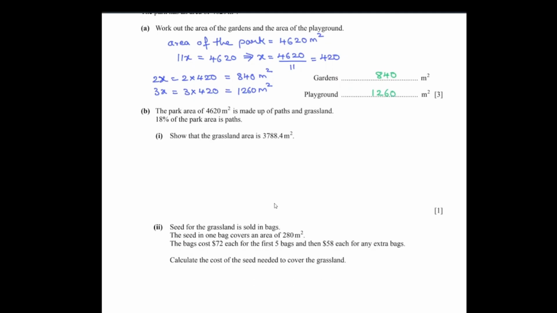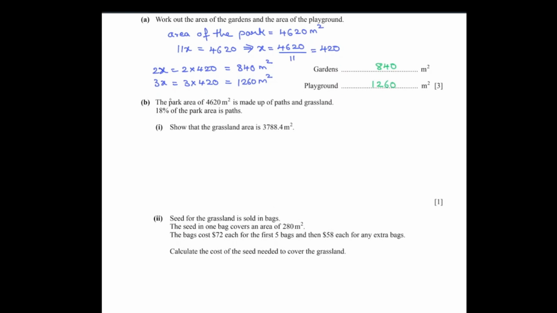Question number B now. The park area of 4620 meter square is made up of paths and grasslands. 18% of the park area is paths. So now we have to take the area of the park and find 18% of that area to find out the area of the paths. Show that the grassland area is 3788.4. It is given that 18% of the park area is having paths.